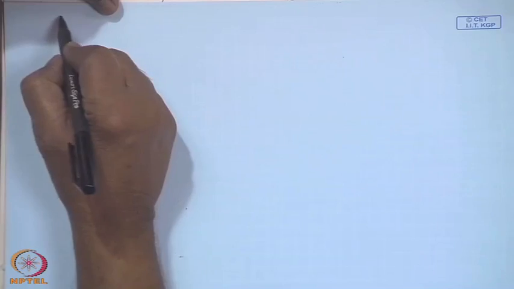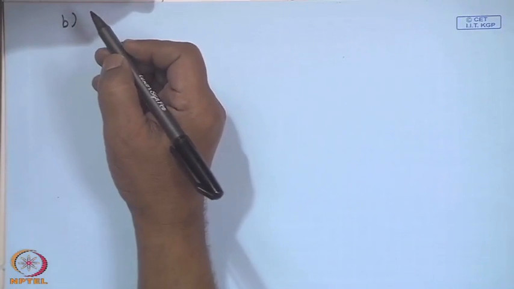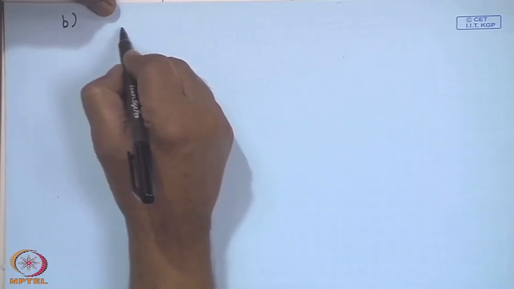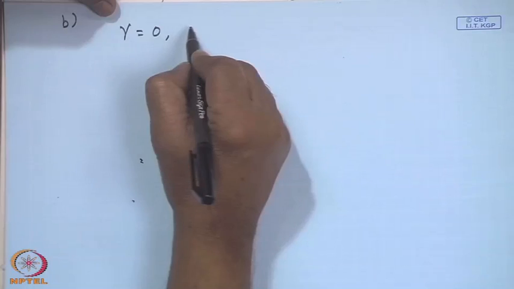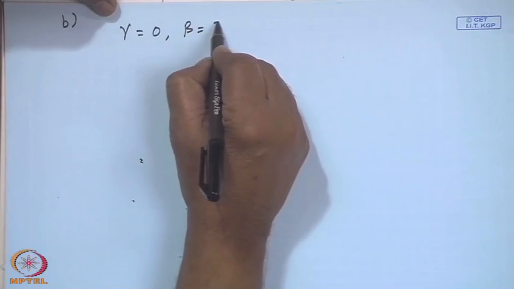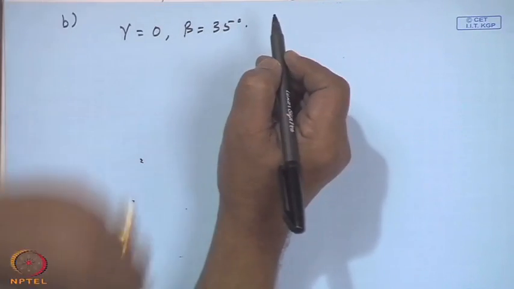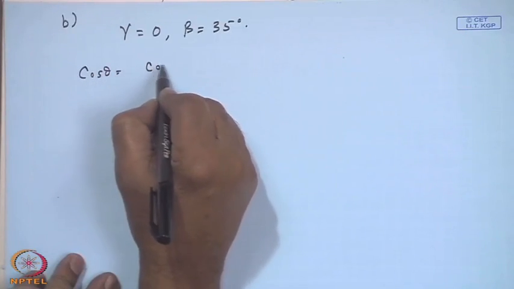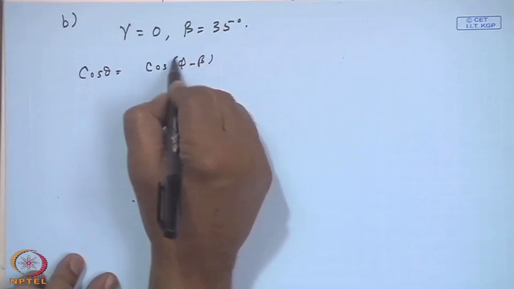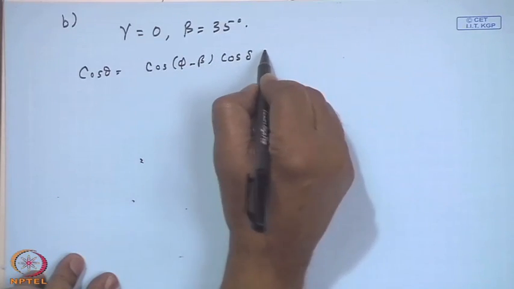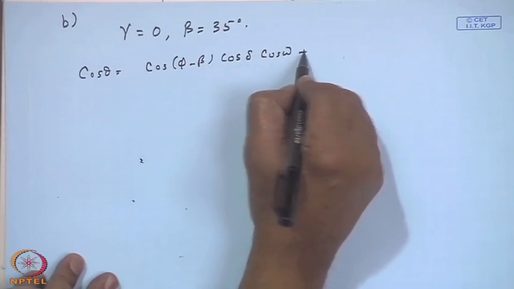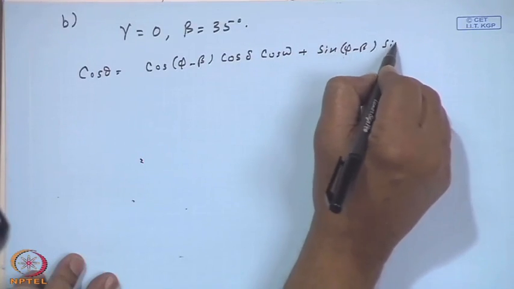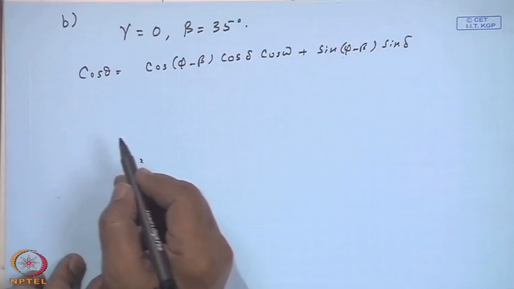Then B is your surface tilted to the south at a slope of 35 degrees. So, gamma equal to 0, beta equal to 35 degrees. My cos theta will be cos(phi minus beta) cos delta cos omega plus sin(phi minus beta) sin delta, right.